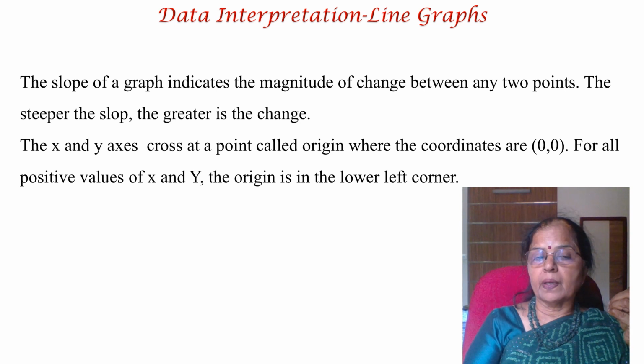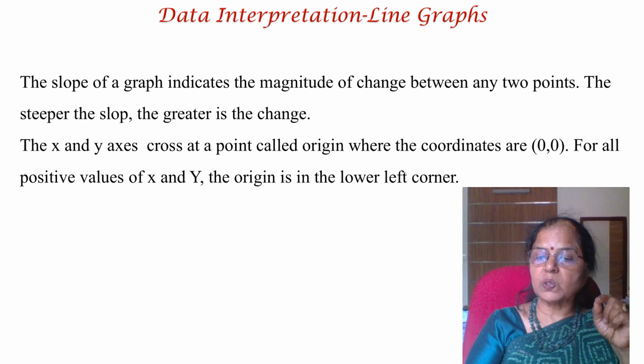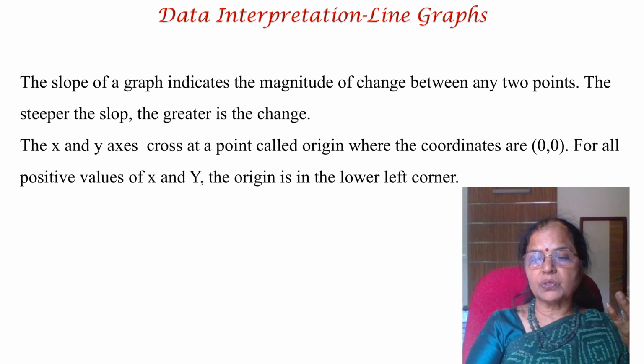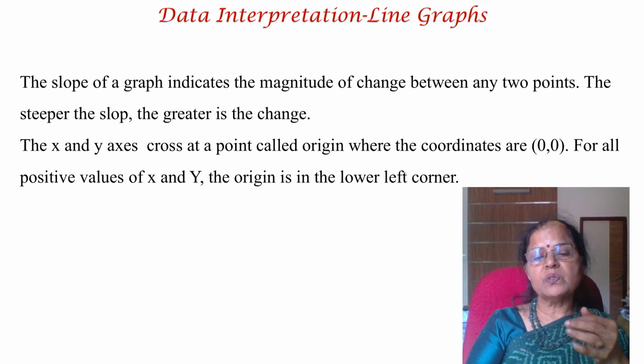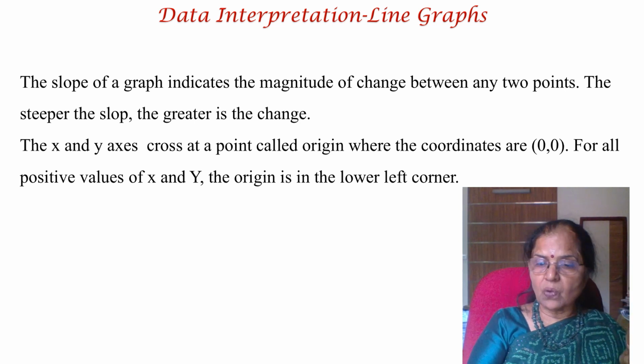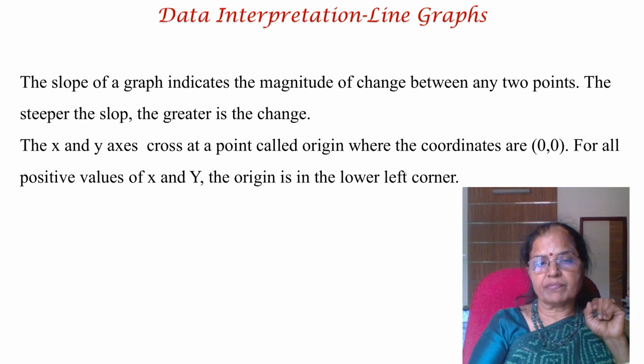And at the origin of the x-axis and y-axis, the coordinates are always 0, 0. The first 0 corresponds to the x-axis and the second 0 corresponds to the y-axis. And for all the positive values of x and y, the origin is in the lower left corner of the graph.